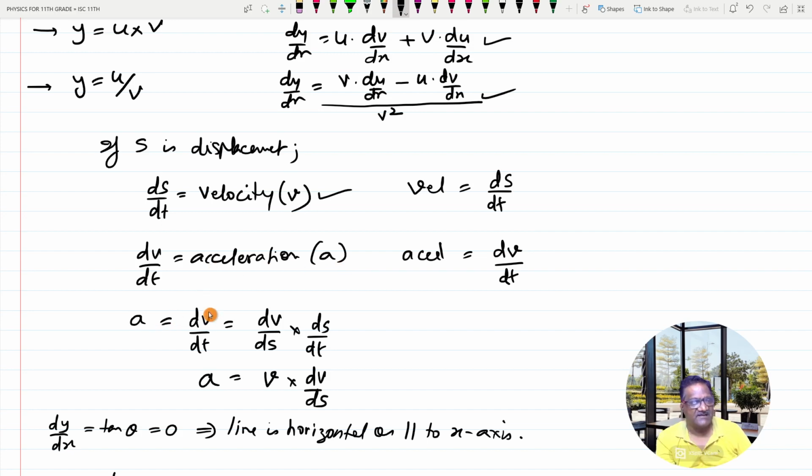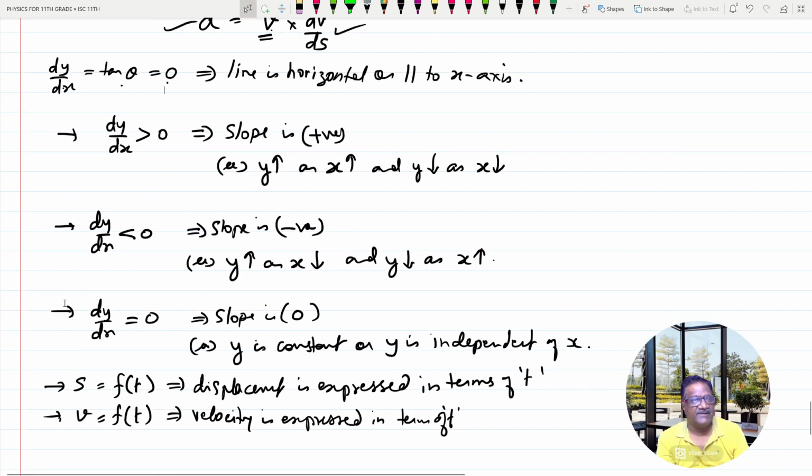And same way acceleration is equal to dv upon dt, which can be written as dv upon ds into ds upon dt, and dv upon ds into ds upon dt is nothing but v, so acceleration is equal to v into dv by ds. Now if dy by dx or tan theta is equal to 0, what does it indicate? When dy by dx is equal to 0 or tan theta is equal to 0, that indicates that the slope of the line is 0. And when the slope of the line is 0, that means the line is either horizontal or parallel to the x-axis. Okay, so these are the meanings of derivative concepts, how we are using them in physics.